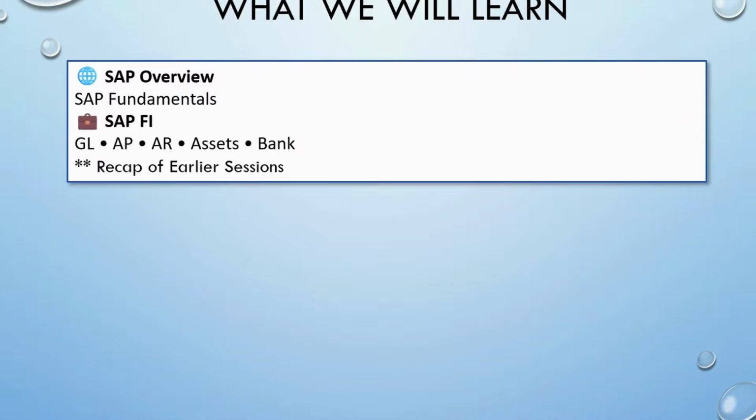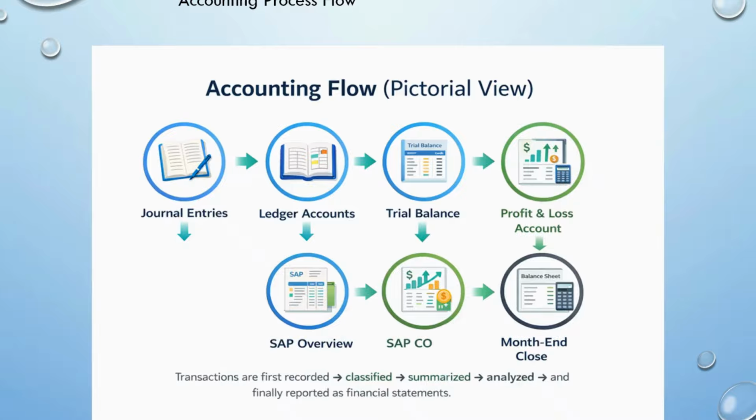a recap of our earlier sessions, what we have learned: what is a journal, what is a ledger, what is a trial balance, what is a balance sheet, and how it has been accounted. So that is why, the accounting flow, the pictorial view.